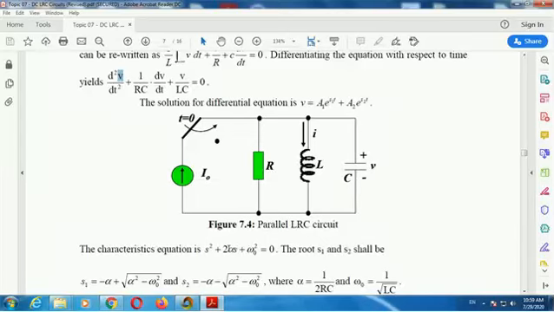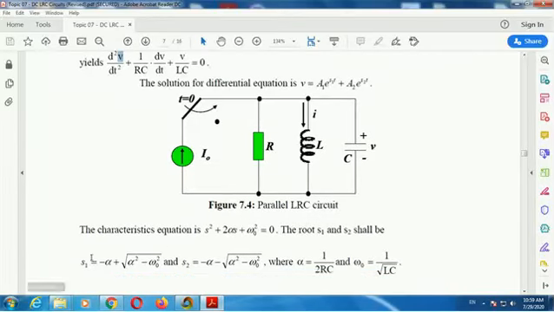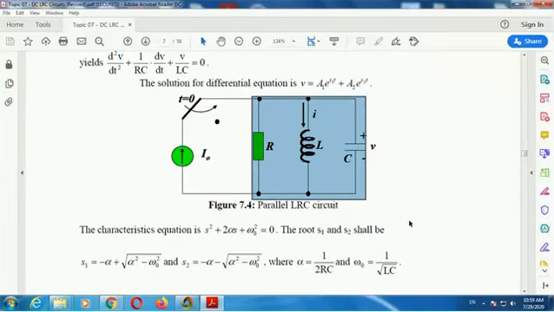See, 2 alpha s. This one we change to this one. S1 is this one and S2 is this one, the two roots. Second order gives two roots. The alpha is 1 over 2RC. Omega naught is 1 over square root of LC. Remember, the earlier one was series RLC. This is parallel RLC, not series.